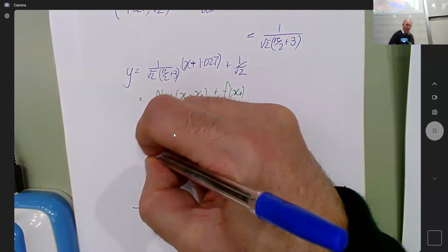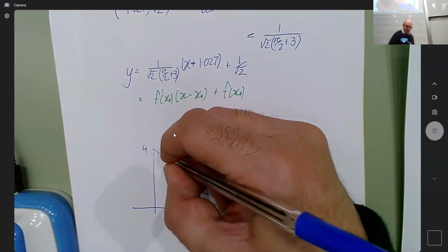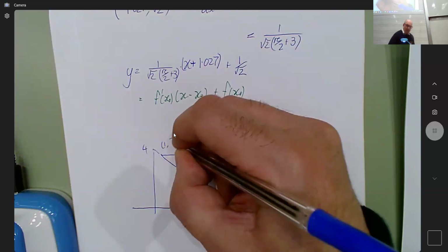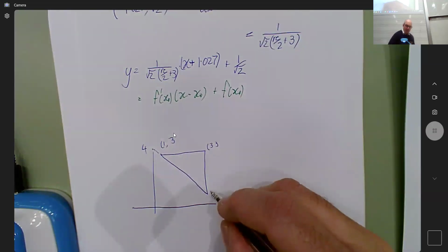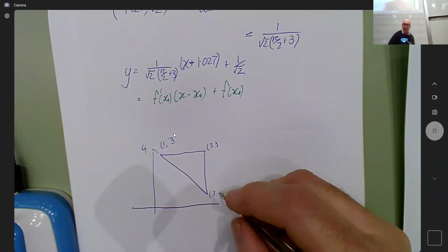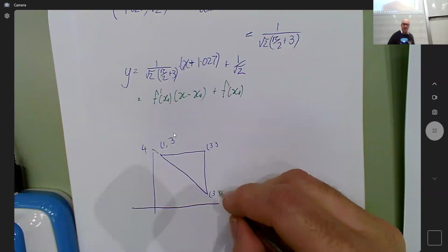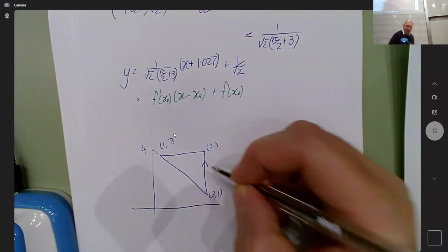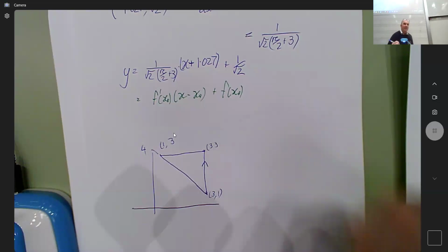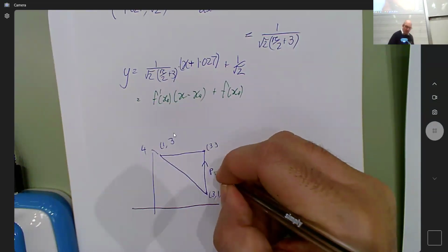I'm going to say that's 4. I'm going to put in this point is 1 and 3. I'm going to call this point 3 and 3, and this is going to be 3 and 1. I'm not sure if you actually have to create parameterizations. How would I create a parameterization if I want to go along this path from here to here? We call this P1.